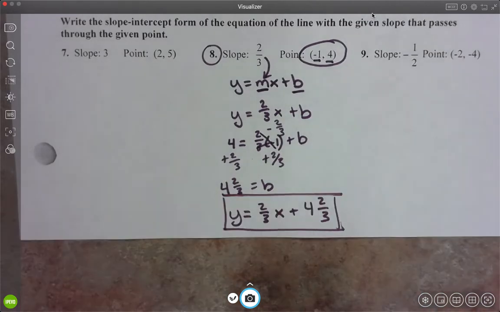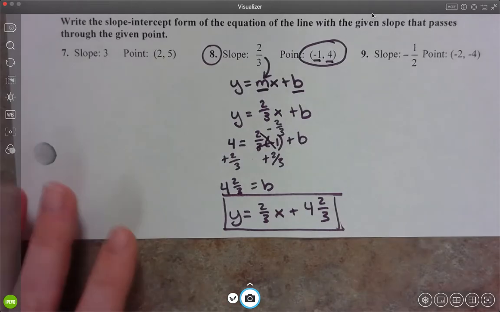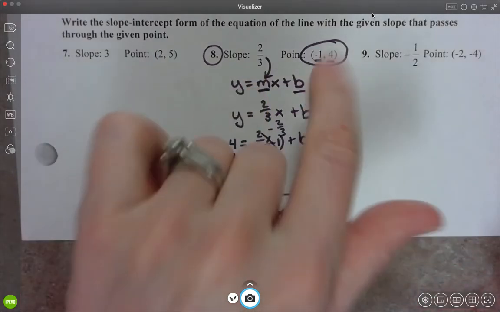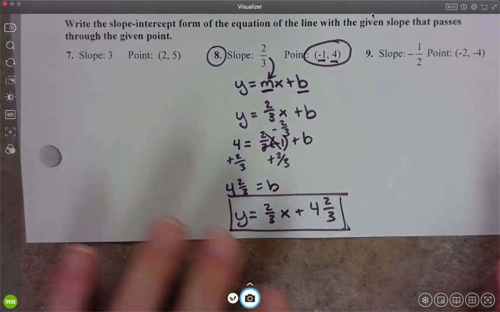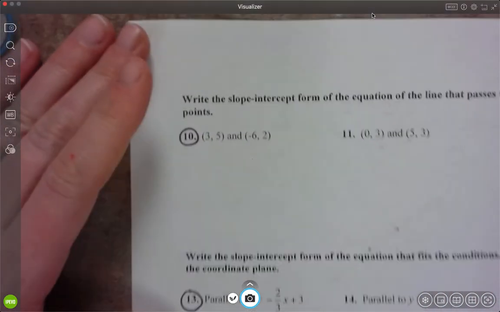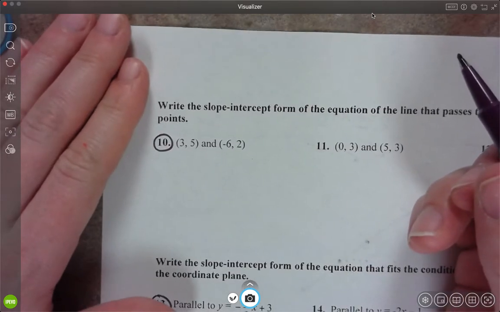Even though they're kind of ugly fractions, that's slope, and then I use the point to solve for b, okay? All right, on to the back side. Let's do a couple of these. So now they make it a little bit harder for us. Write the slope-intercept form. So we need y equals mx plus b.